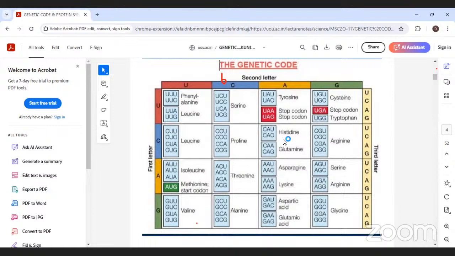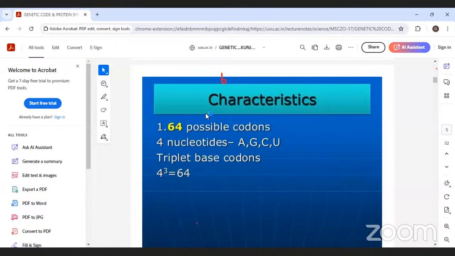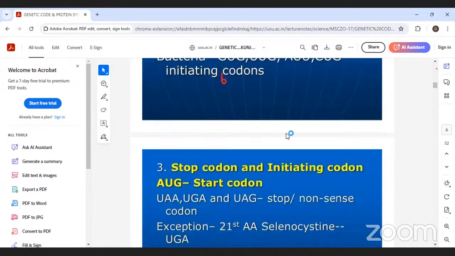Now you can observe another slide, protein synthesis. Now, how to character the 64 codons, I will explain now. Universal: a few exceptions. AUA codes for methionine in mitochondria, and AUA codes for isoleucine in cytoplasm. UGA is a stop codon in cytoplasm, but codes for tryptophan in mitochondria. In bacteria, GUG, UUG, AUG, AUU and CUG are initiation codons. These are all initiation codons.